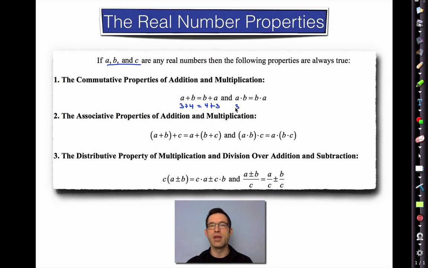Right? A times B, this one's a little bit trickier, I think, for most kids to really understand, but 4 times 3 is 12. 3 times 4 is 12. They're the same thing. All right?